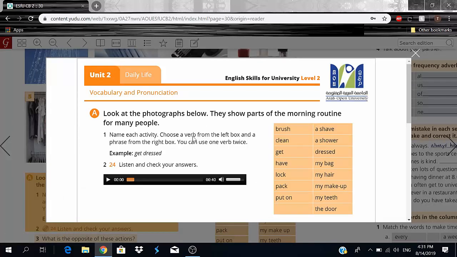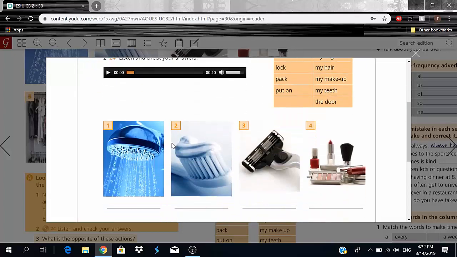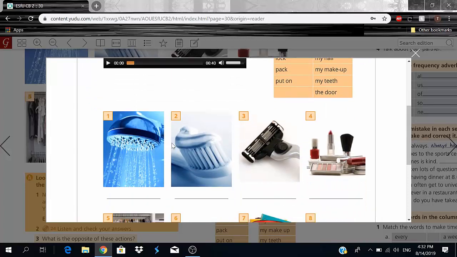Okay, so looking at the photographs below, name each activity and choose a verb from the left box and a phrase from the right. Okay, and you can use one verb twice. So here we have verbs, and we can use each verb twice. And then we have, obviously, the continuation for the sentence. So before we listen, let's just take a look at the pictures, basically.